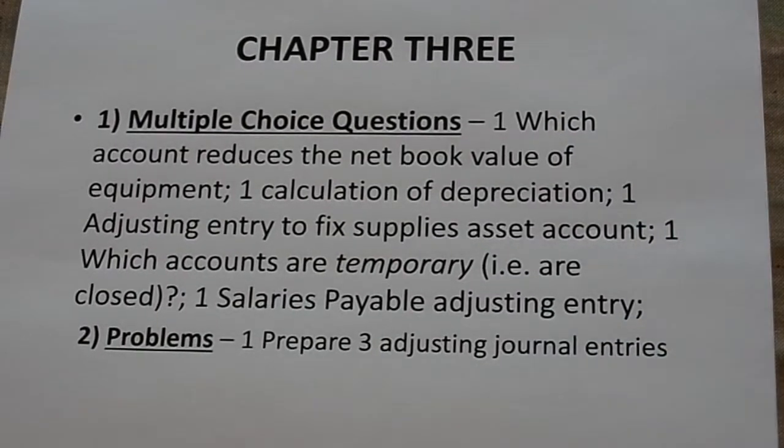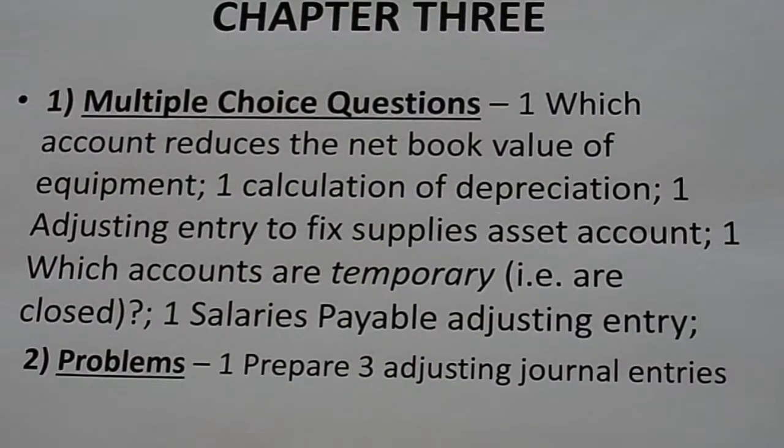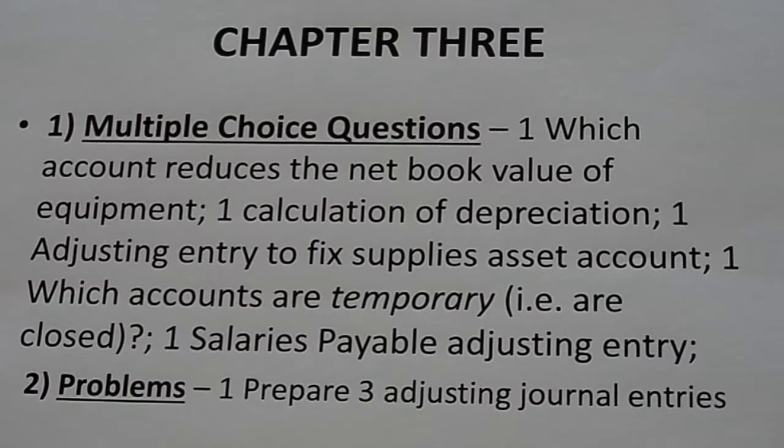Chapter 3. A question from this chapter might involve which account reduces the net book value of equipment. That is accumulated depreciation, of course.